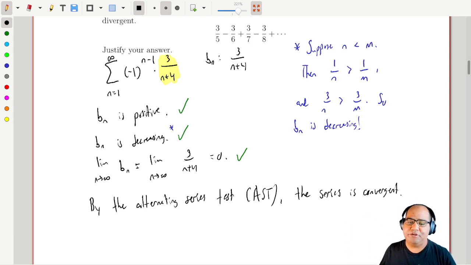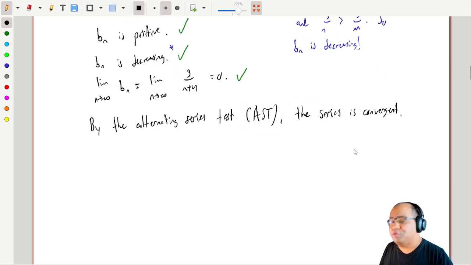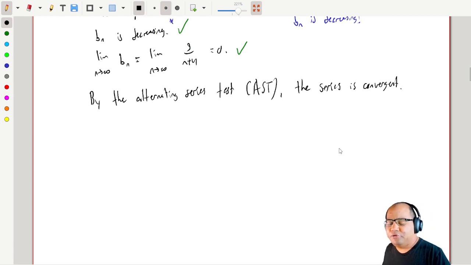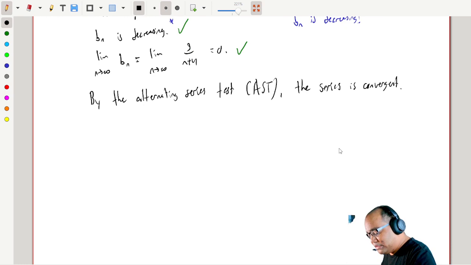Okay, so we answered the first part here. We now know that the series is convergent, but we want to take this a step further. Does the sum converge absolutely? So to test for absolute convergence, we're going to go ahead and just take absolute values. Okay. So now we need to test for absolute convergence.